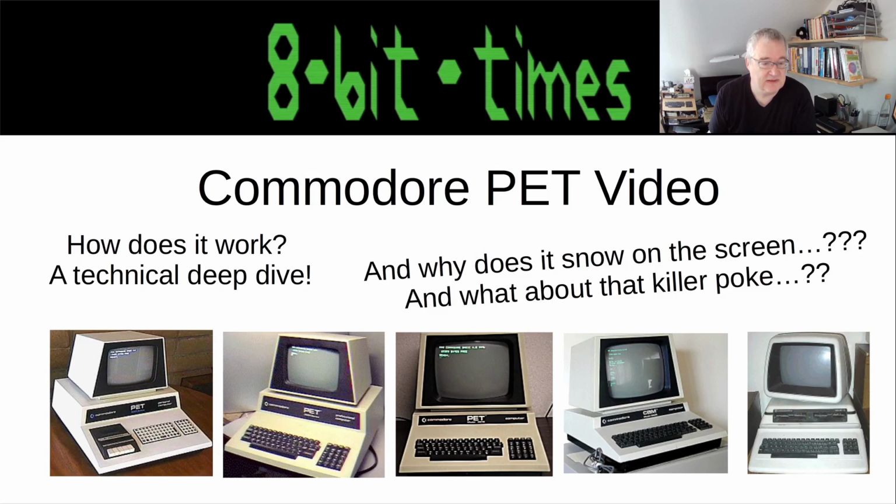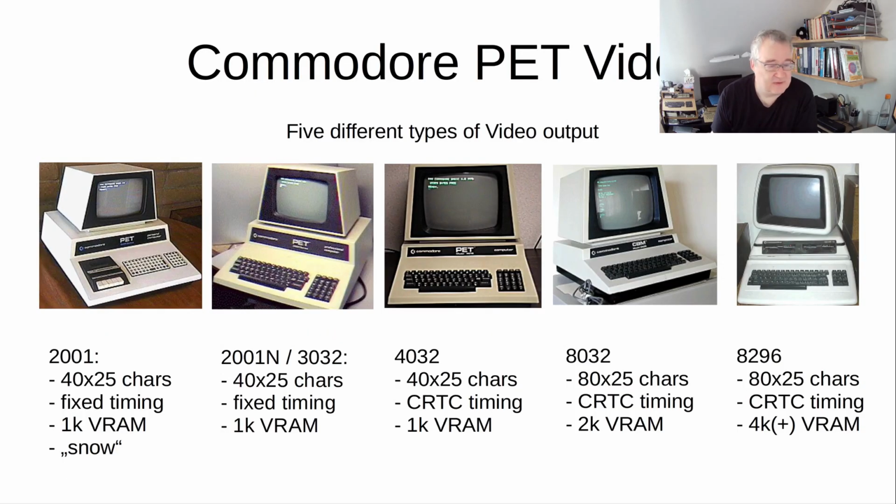So, what we're going to see is we are going to look at all the 5 different types that Commodore produced that have a different circuitry for the video output. We look at the schematics, so there's a technical deep dive, so don't worry, you get a summary up front, and then you can stay if you want and have a look at the deep dive. And especially the question, what does it have to do with the killer poke, and why is there snow on the screen on the first one? So let's look at the 5 models first.